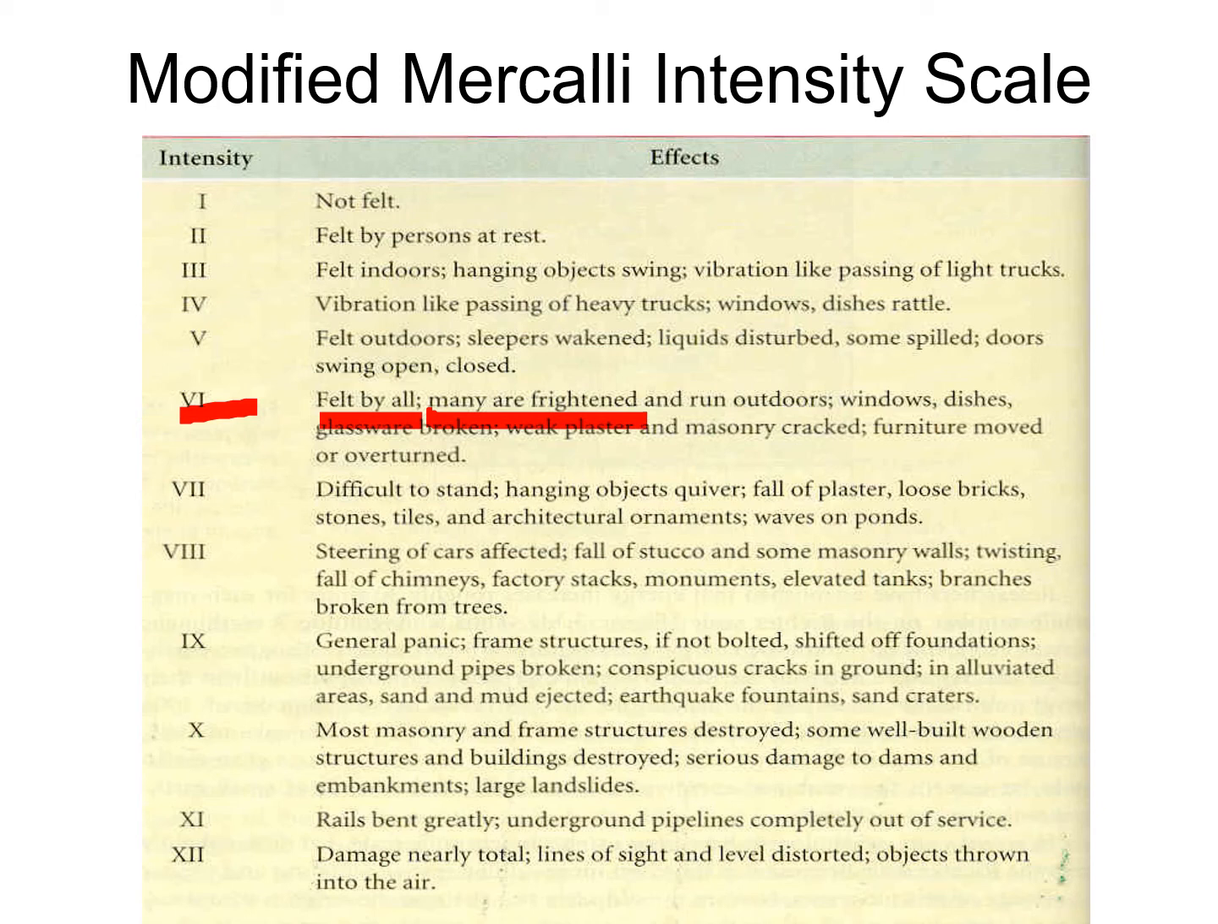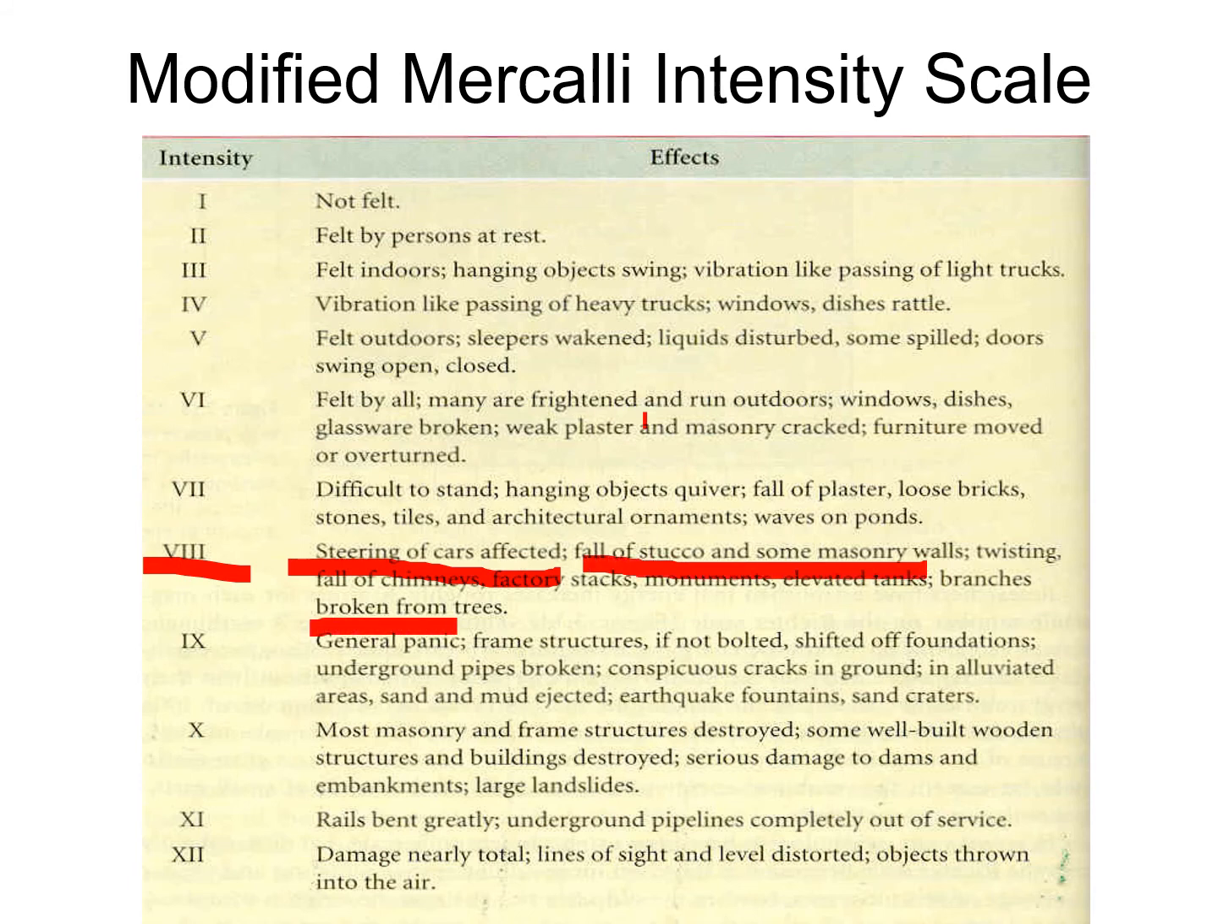Skipping ahead to intensity of 8: steering of cars affected, fall of stucco on some masonry walls, branches broken from trees. So we're starting to get to higher levels of damage. And then this one's typically my favorite, an intensity of 9: general panic. How you quantify general panic has always been kind of a mystery to me, but I'm guessing that once you're there, you know you're there.